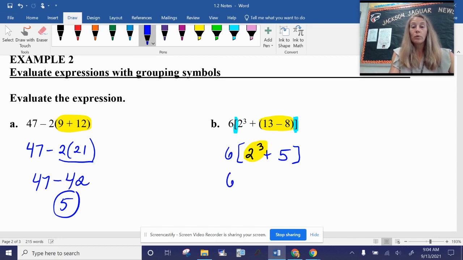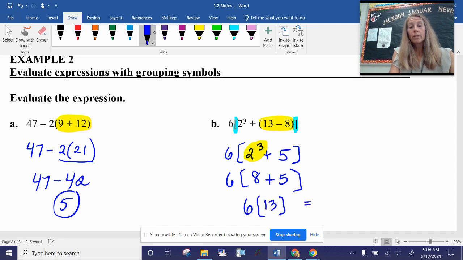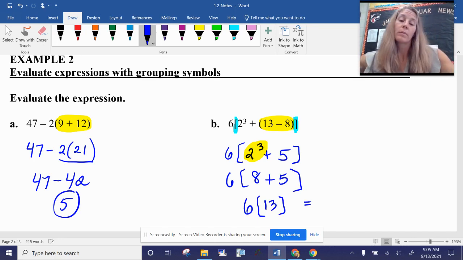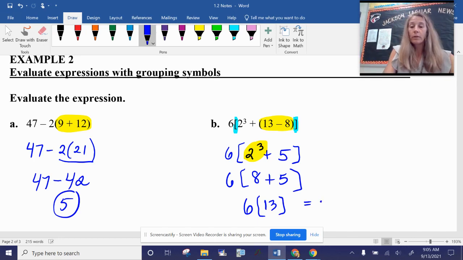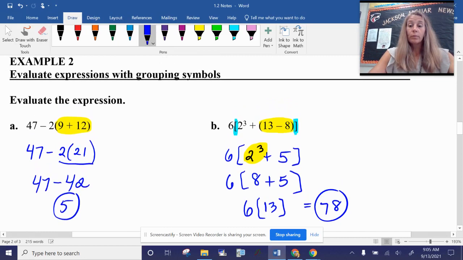Now we're doing our exponent, which is an 8, finishing up inside those grouping symbols, 8 plus 3. And then finally, I'm finishing out with some multiplication. And 6 times 13 is 78. So double check. Okay. So now we're going to practice some with grouping symbols.